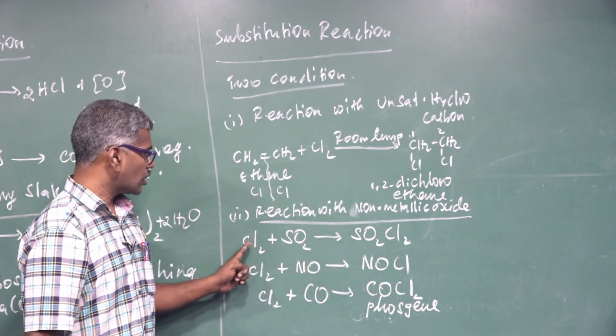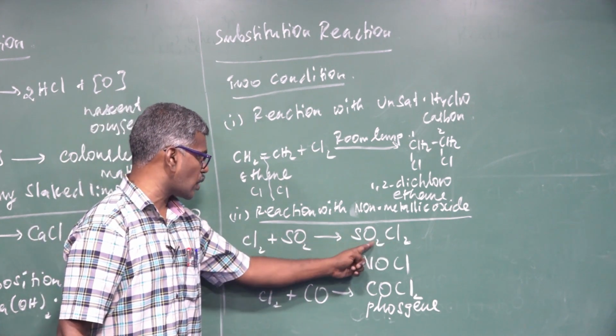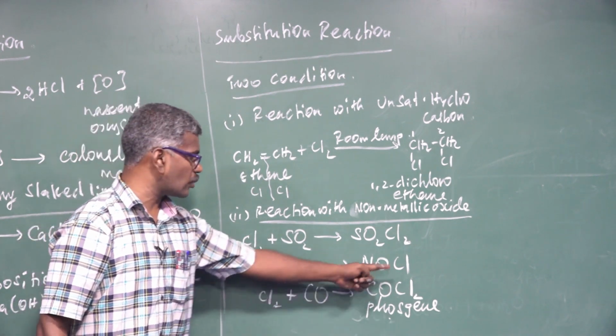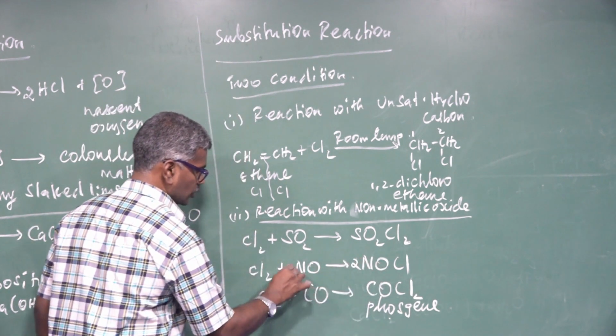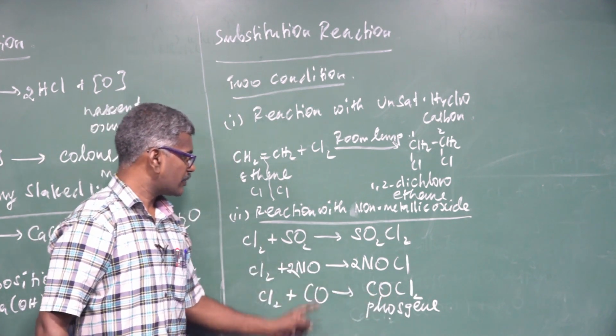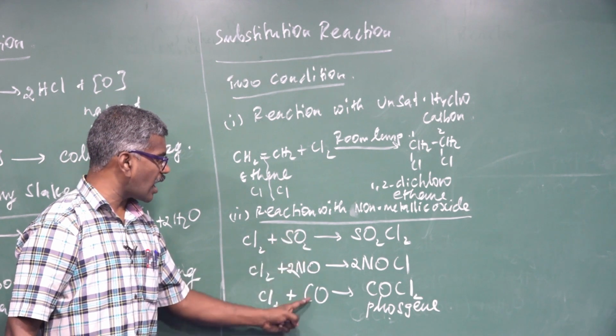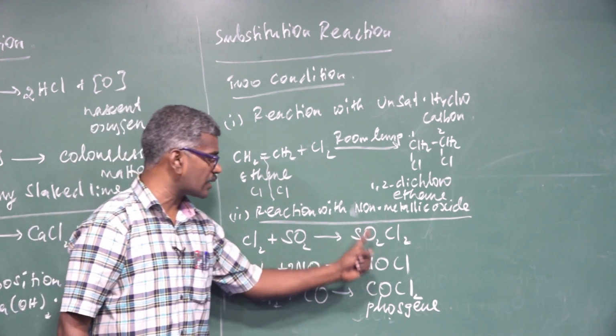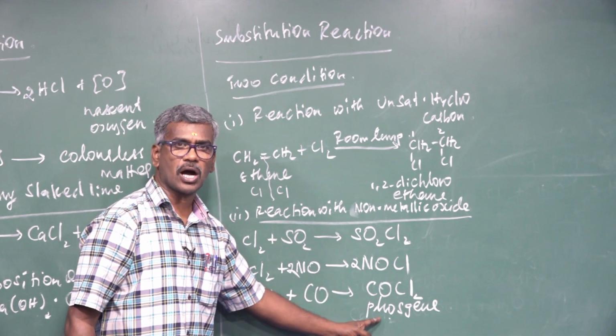That is the equation. 2 chlorine, 2 chlorine, 2 oxygen, 2 oxygen, 1 sulfur. Here, common chlorine, 2 chlorine. Here 2 times. Chlorine with CO. These are all non-metallic oxides. Non-metallic oxide reacts with the chlorine to form a poisonous compound.